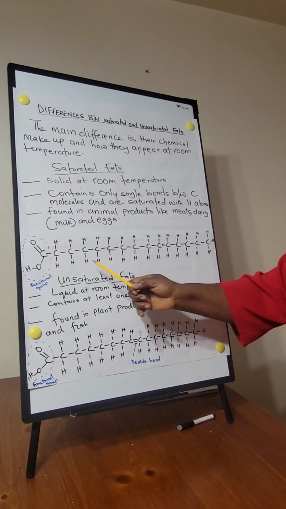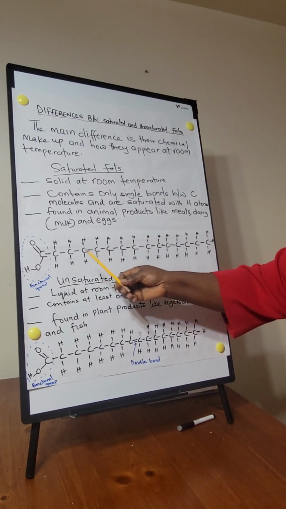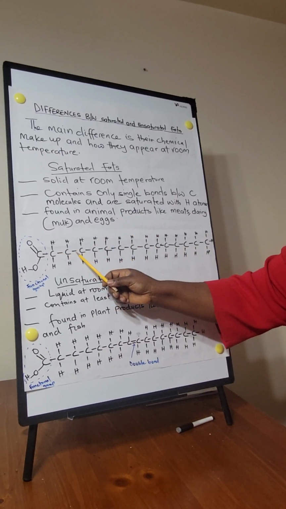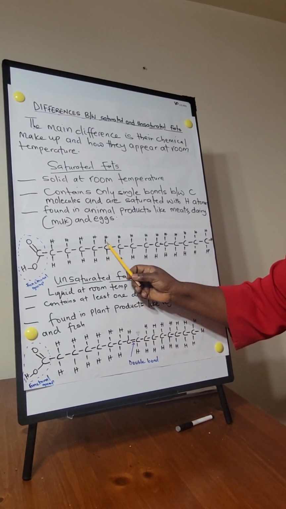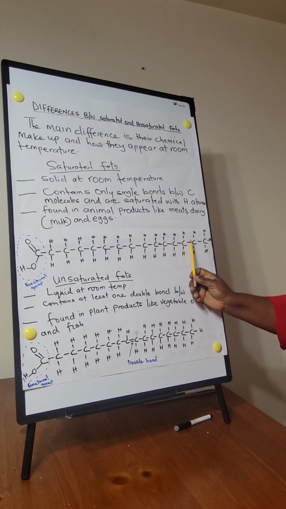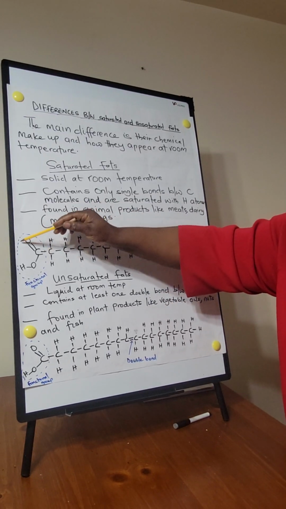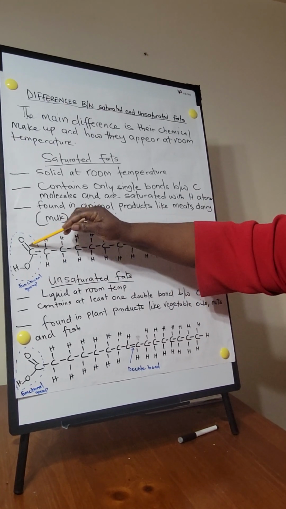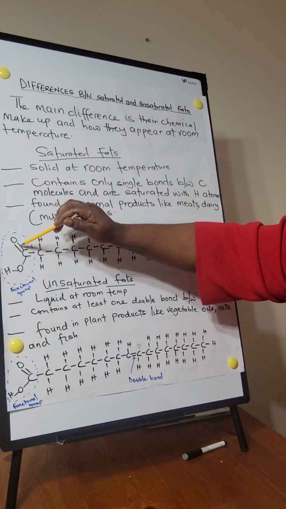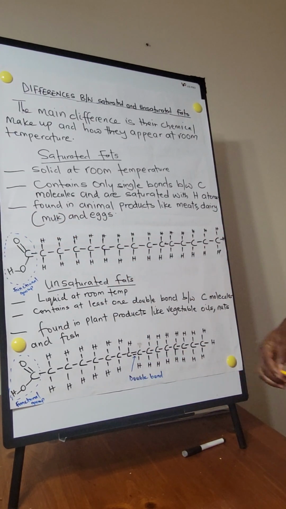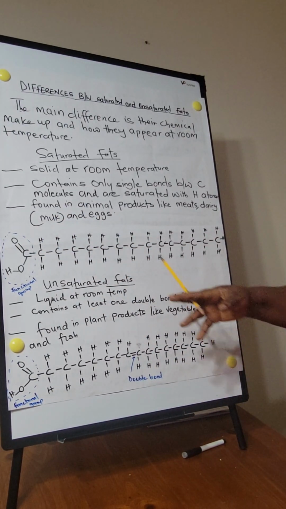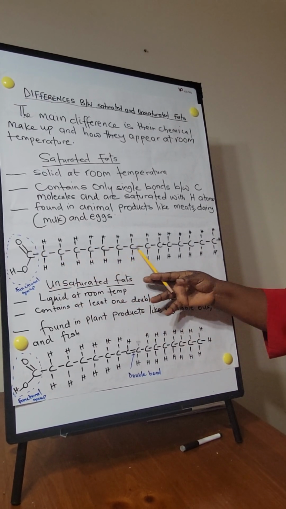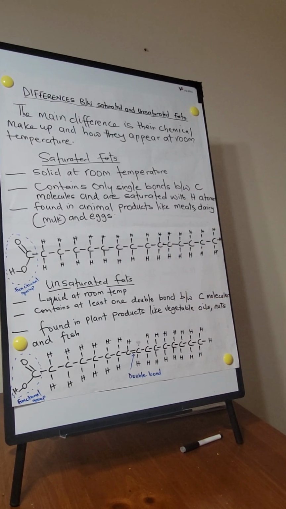So look at the structure of saturated fat. If you look at this structure, it is said that they contain only single bonds. Here, you can see that I circled this, the functional group. This is the carboxylic acid group. That is the functional group, so this double bond here is not playing any part. So saturated fats contain only single bonds and are very stable.